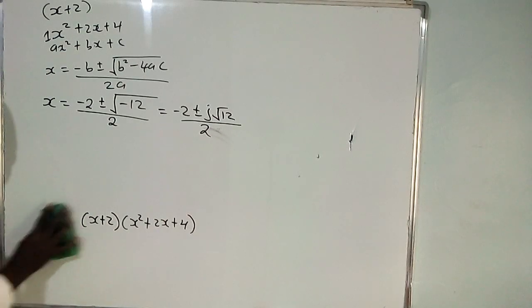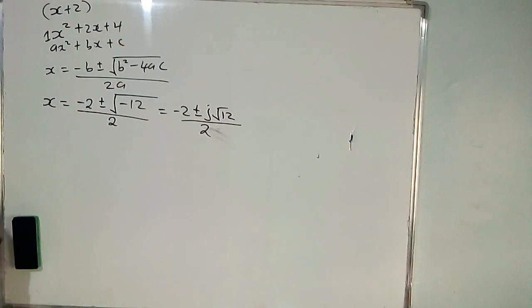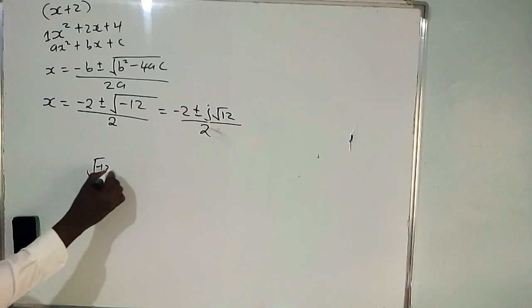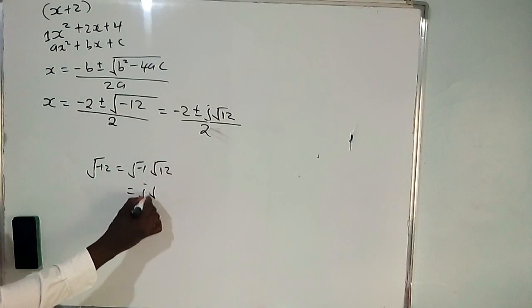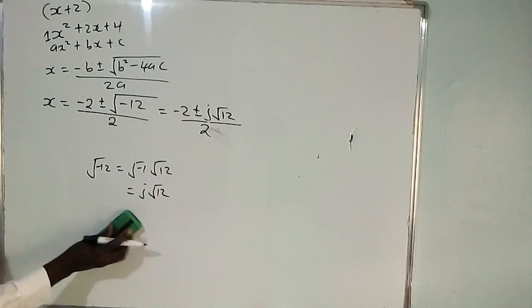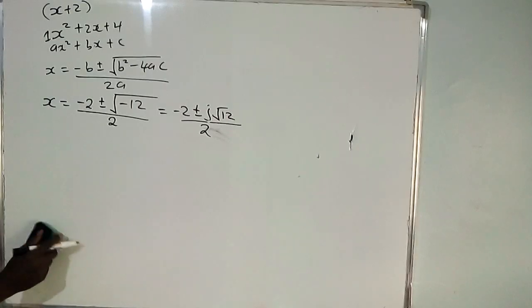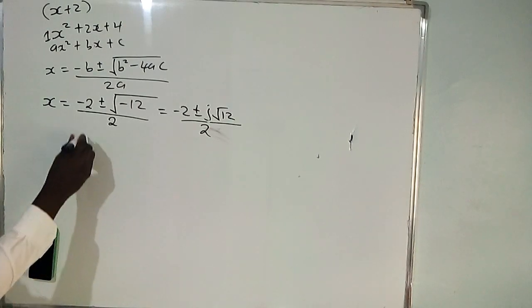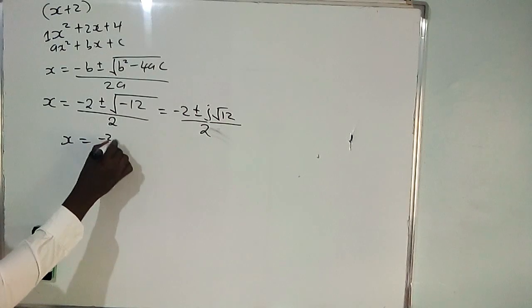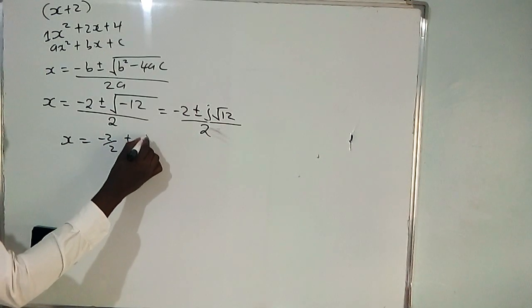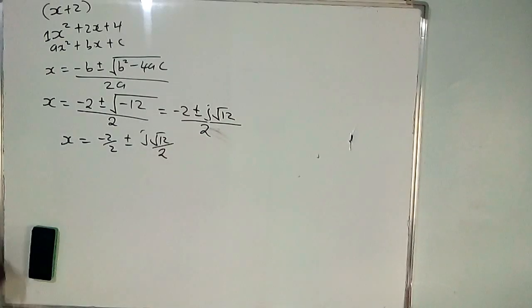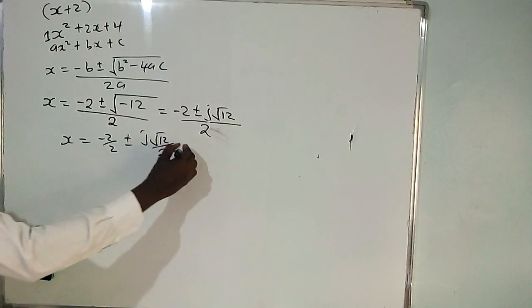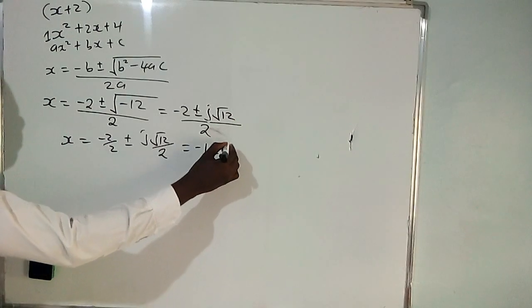See, the square root of negative 1 is j. So here we have negative 2 over 2, which is negative 1, isn't it? Then plus or minus j root 3, that 2 is cancelling out, isn't it? That is what is expected. So what we found here is negative 1 plus or minus root 3 j.